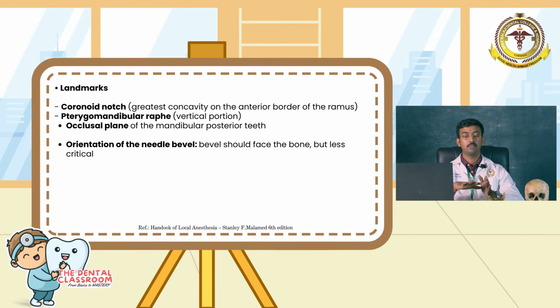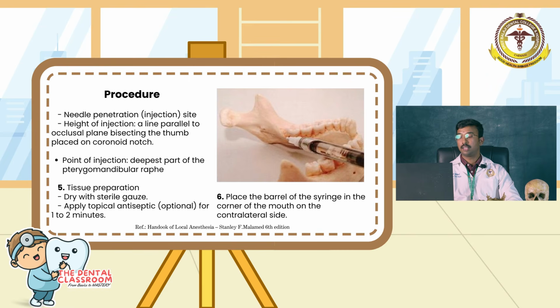So, keeping the landmarks in mind, which are our coronoid notch, pterygomandibular raphe and mandibular occlusal plane, locate the needle penetration site, which is the point of intersection of a horizontal and an imaginary vertical line. The horizontal line determines the height of injection and the vertical line determines the anteroposterior plane of injection.